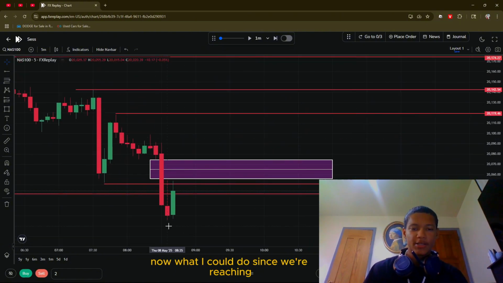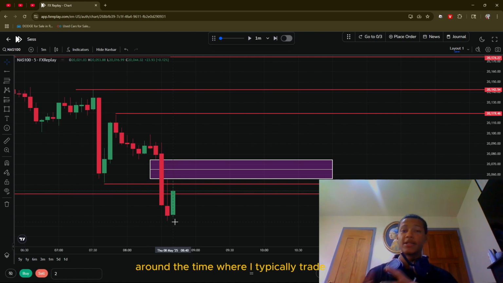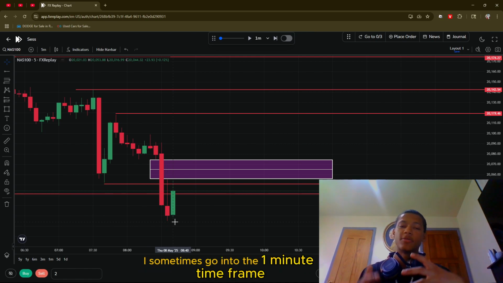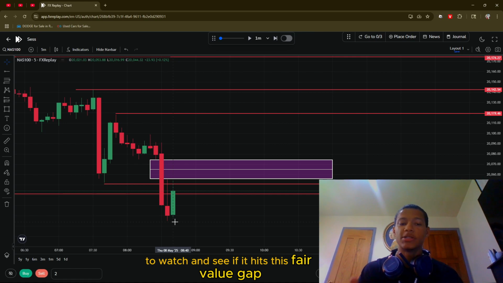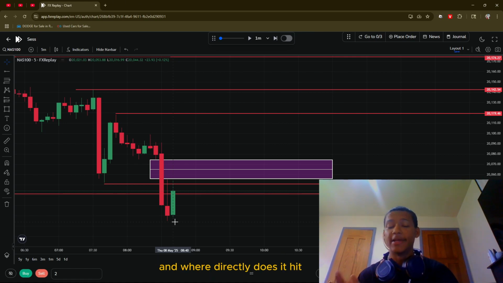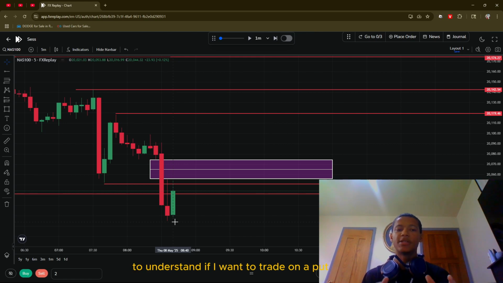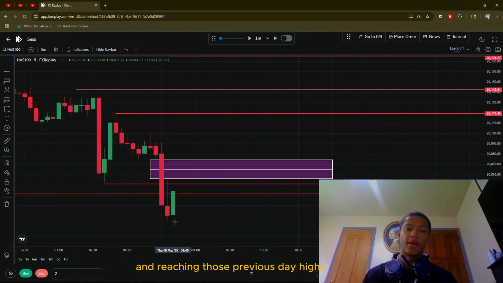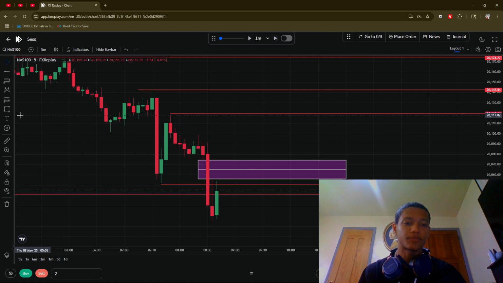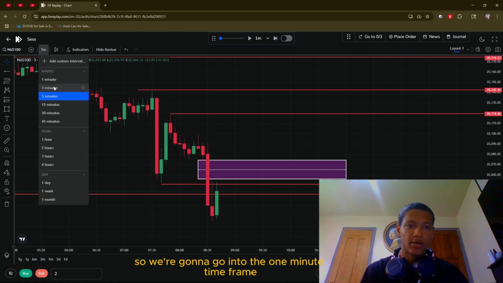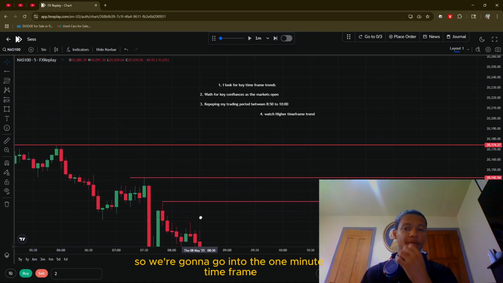Now, what I could do, since we're reaching around the time where I typically trade, is sometimes go into the 1 minute time frame to watch and see if it hits this fair value gap and where directly it hits inside this fair value gap, to understand if I want to trade on a put, on it going down even more, or on a buy of it going up and reaching those previous day highs. So we're going to go into the 1 minute time frame.